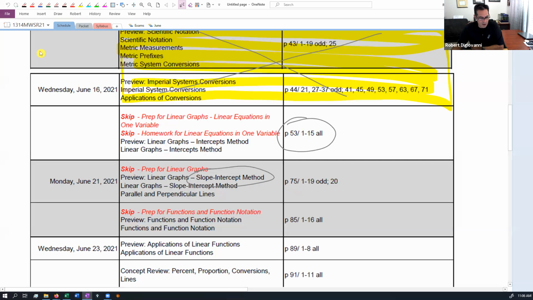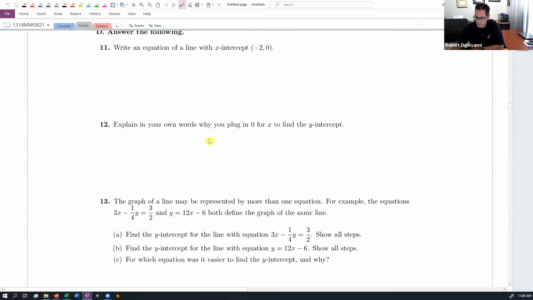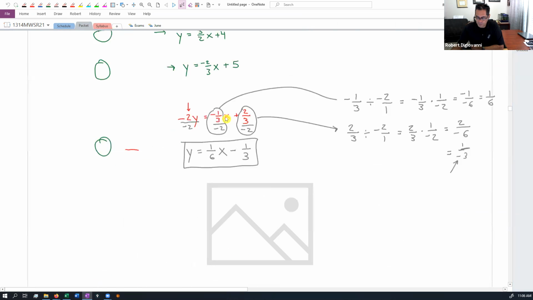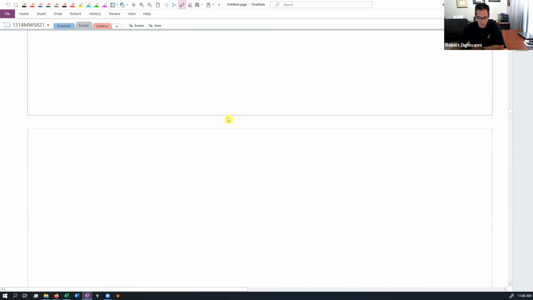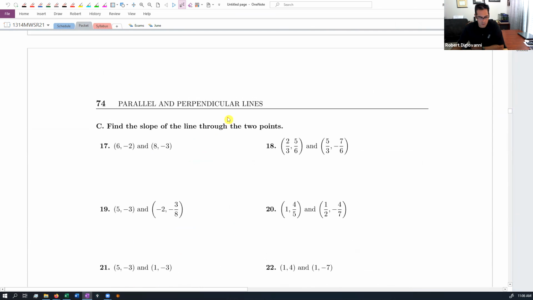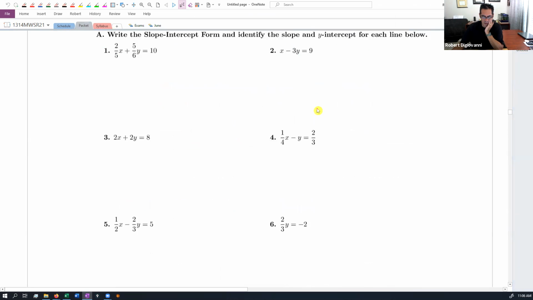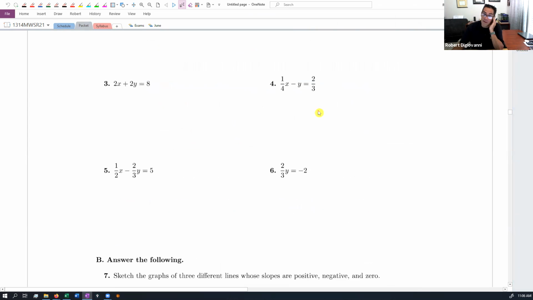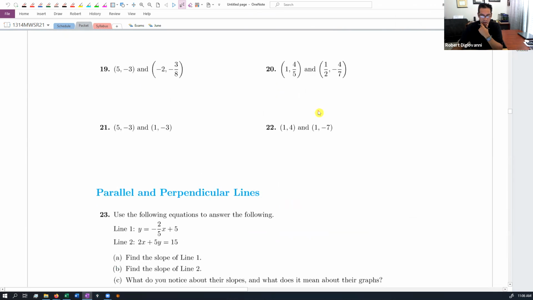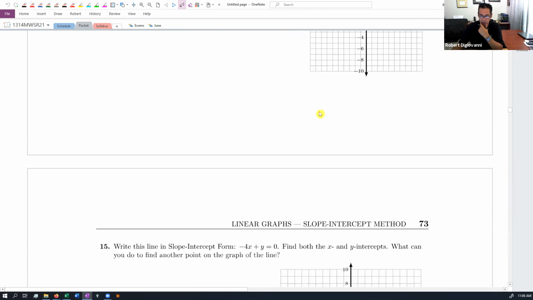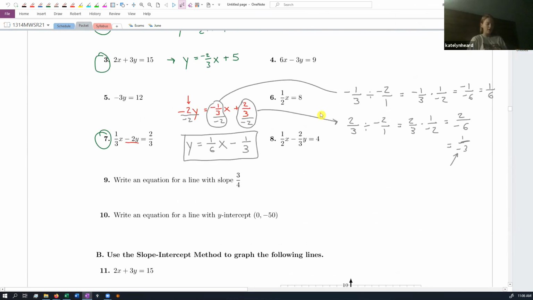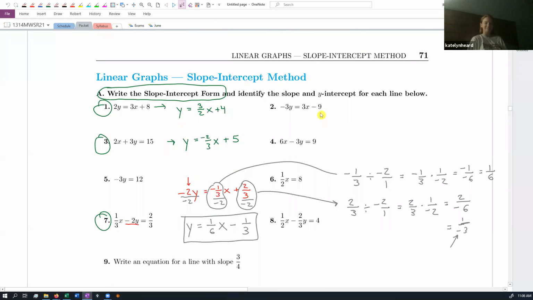Let me see if this one is right, page 75. See, this one's right. This is the homework for the slope-intercept method. That's the correct page number. So you did the right thing off the calendar, but it's a mistake on the calendar, which I didn't notice, and I apologize for that. No, it's okay. I was doing them, and I felt like we did these another time. It says to do that, so I'll just do them.